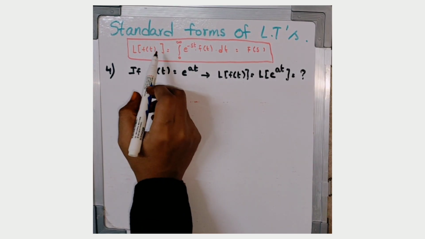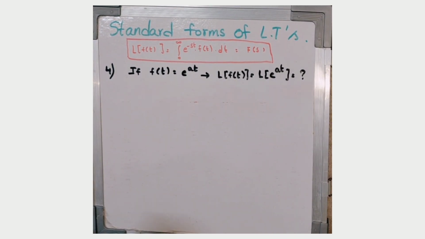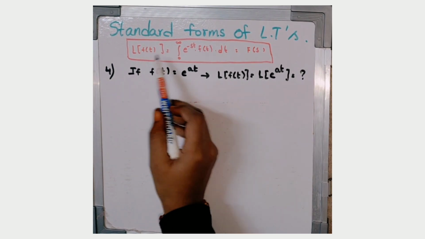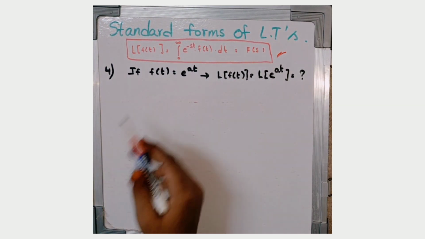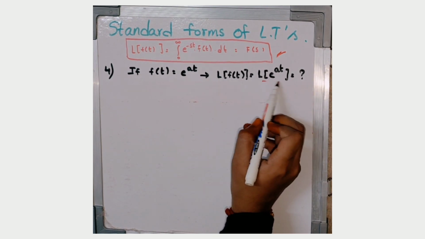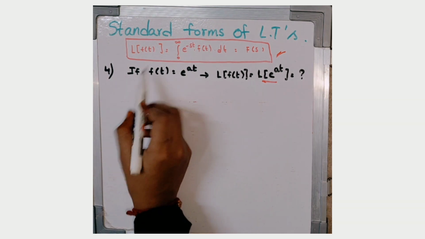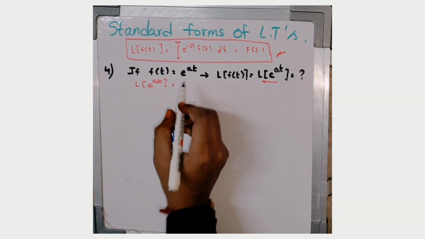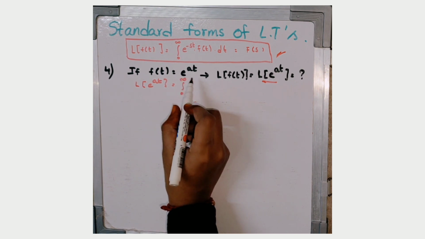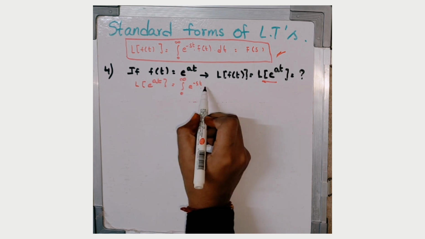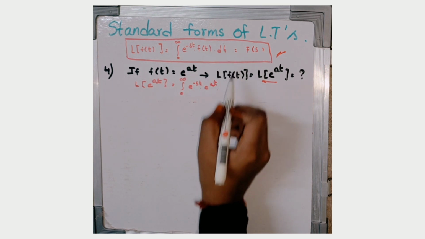First, before deriving anything, the standard form of Laplace transform, just remember this formula always. Now what we have to do is find the Laplace transform of e power at. So substitute in this formula: Laplace transform of e power at is equal to the integral from 0 to infinity of e power minus st times f of t, where f of t is nothing but e power at, dt.